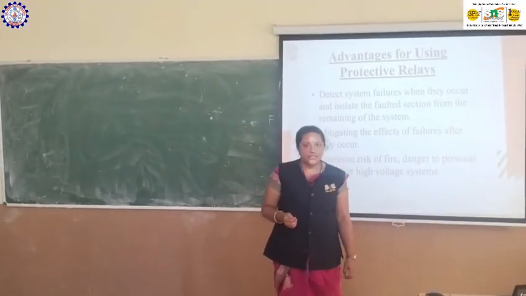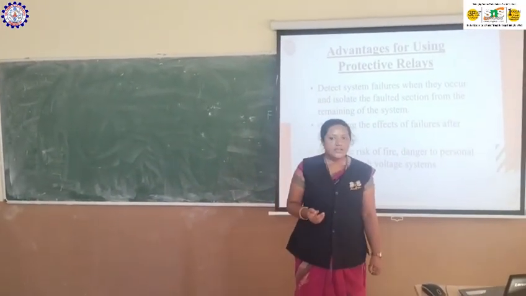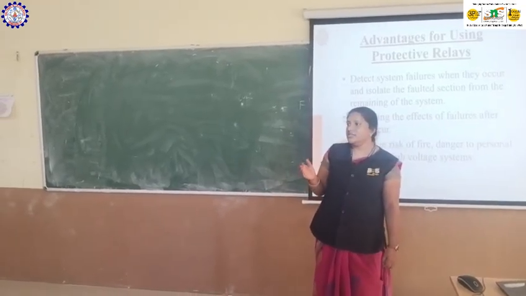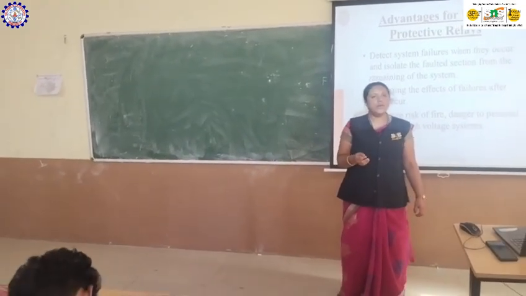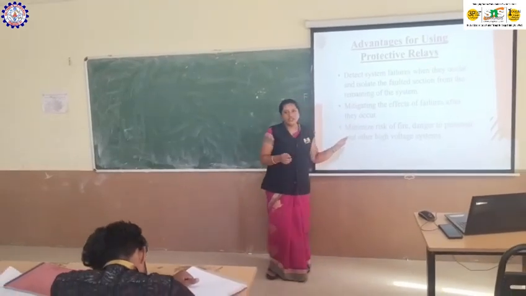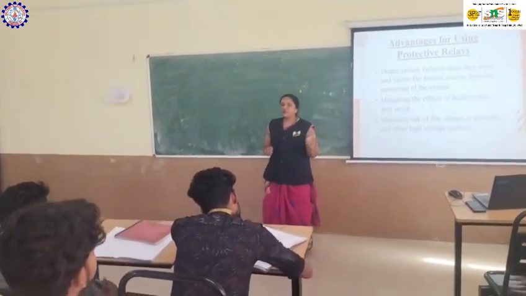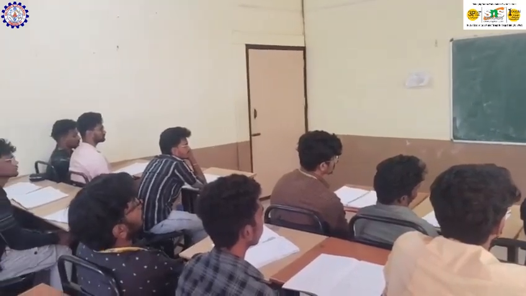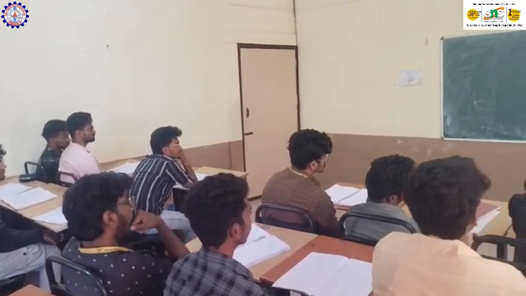So what are the advantages of using a protective relay? The first thing is detecting the system fault. The main thing is it detects system faults when they occur and isolates the faulty section from the remaining part of the system. This is the main reason why we use the protection relay.